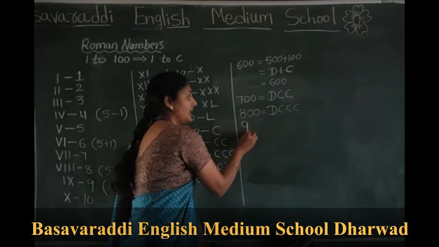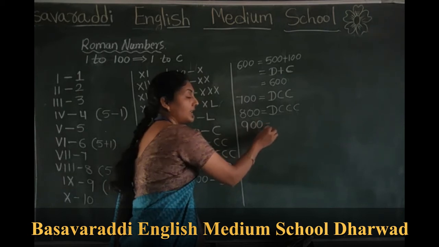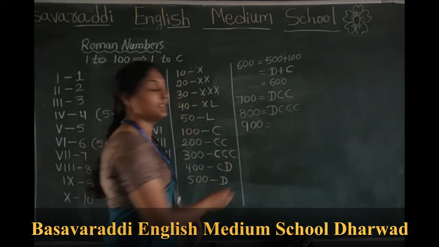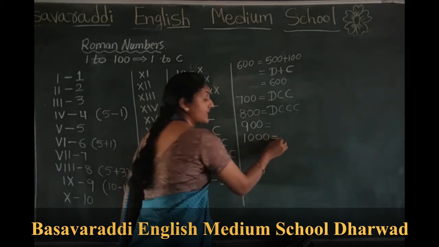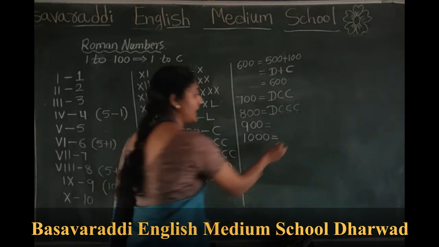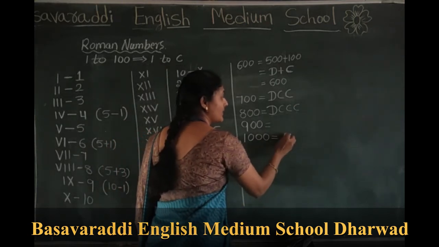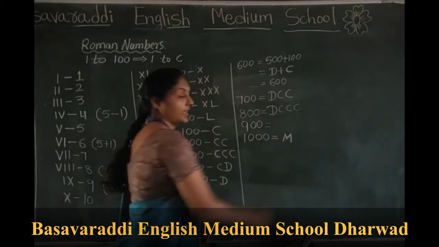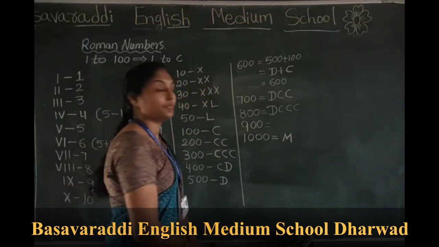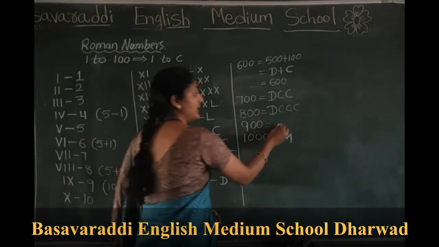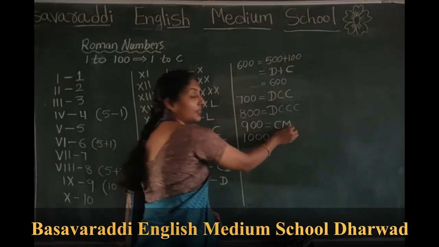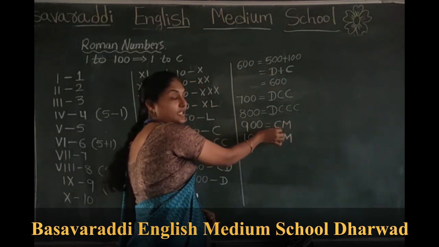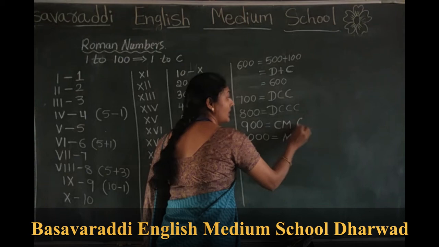How to write the 900 here? Before writing the 900, write the 1000 value. Already you know in the basic symbols, the value of the 1000 is M. Just apply the third rule, the subtraction. M is subtracted by the C. It means the value of the M is 1000, the value of the C is 100. I will show you how it comes.